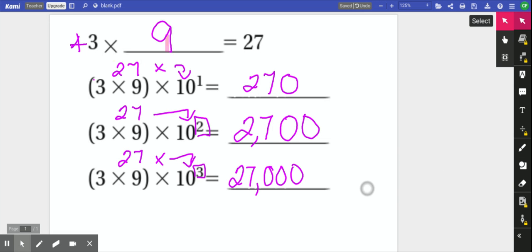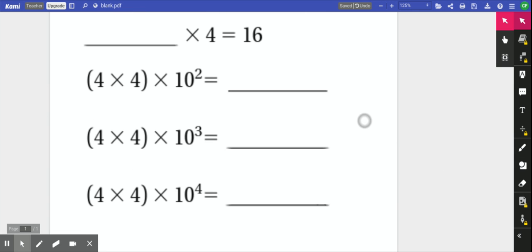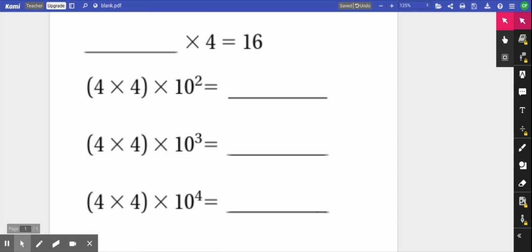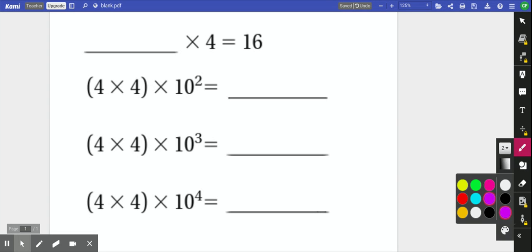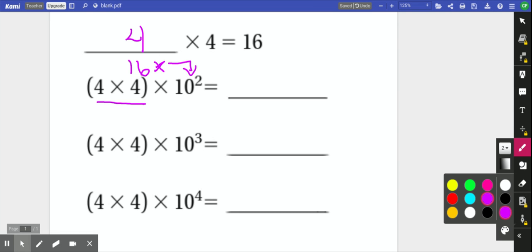Okay, let's take a look at another example. So this time, what times 4 is 16? That's going to be 4. Okay, and again, here's my basic fact. 4 times 4 is 16. And 16 times 10 to the second power is going to be 16 times 1 is 16. And my exponent tells me that I'm going to add 2 zeros for my answer of 1,600.